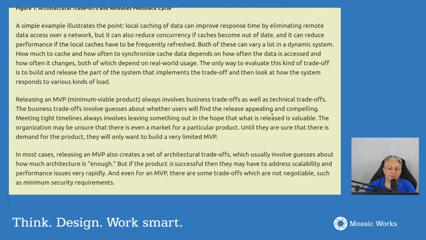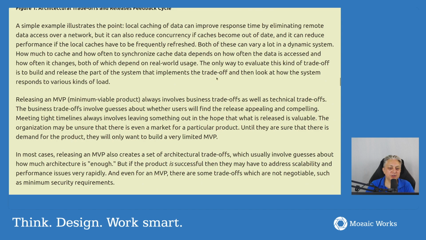A simple example illustrates this point. Local caching of data can improve response time by eliminating remote data access over network, but it can also reduce concurrency if caches become out of date, and it can reduce performance if the local cache has to be frequently refreshed. Both of these can vary a lot in a dynamic system.